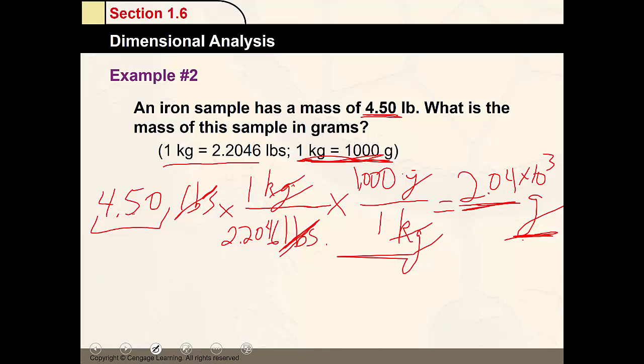And it should be obvious to you that you did the problem correctly, that you set it up correctly, when you end up with the correct units. And always, always include units at the end, but also include them in each step of your problem.